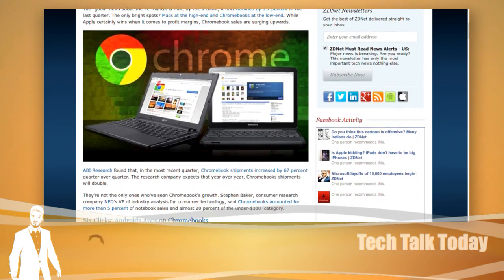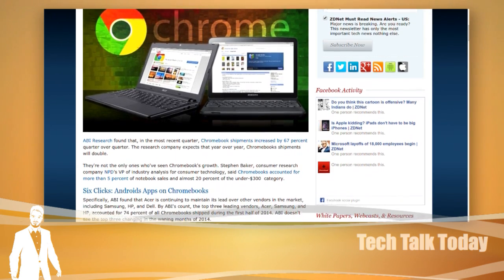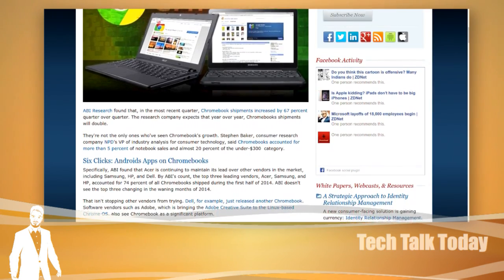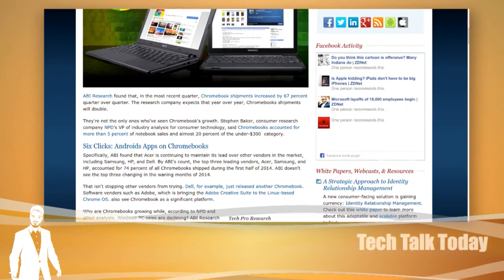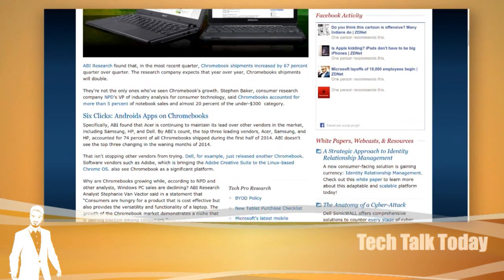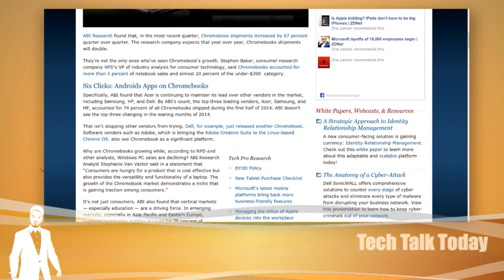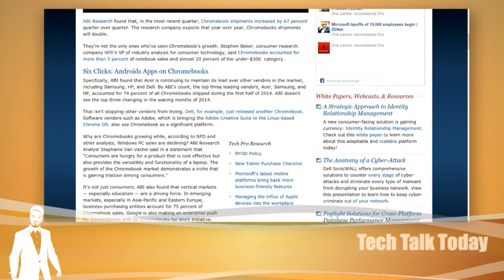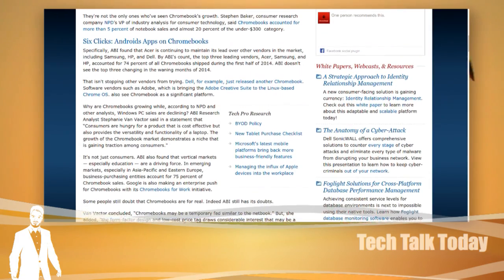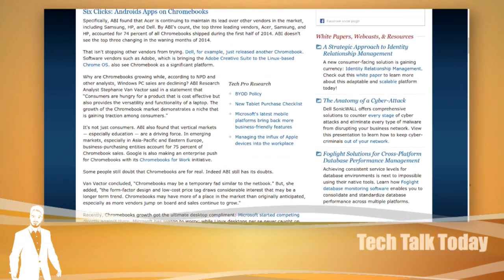They think it's also interesting that education is the primary driving force, but emerging markets, especially Asia-Pacific and Eastern Europe businesses, are purchasing 75% of the Chromebook sales. So if you bring together education and businesses in Asia-Pacific and Eastern Europe, 75% of the Chromebook sales are going there. Google is also making an enterprise push for Chromebooks with its Chromebooks for Work initiative, and you can see why. A huge portion of Chromebooks are going to businesses.